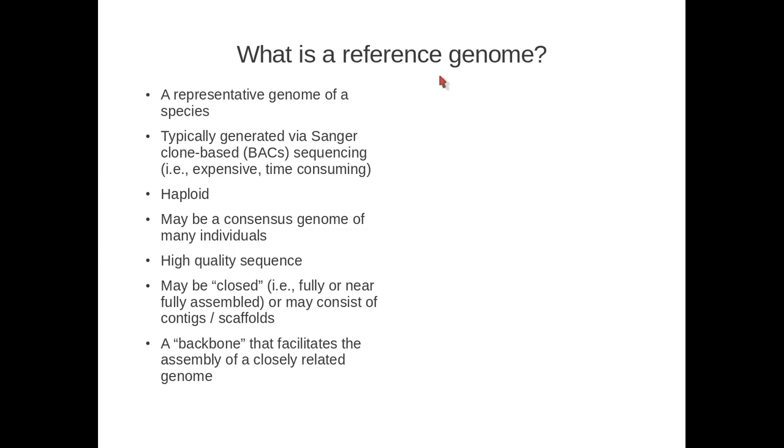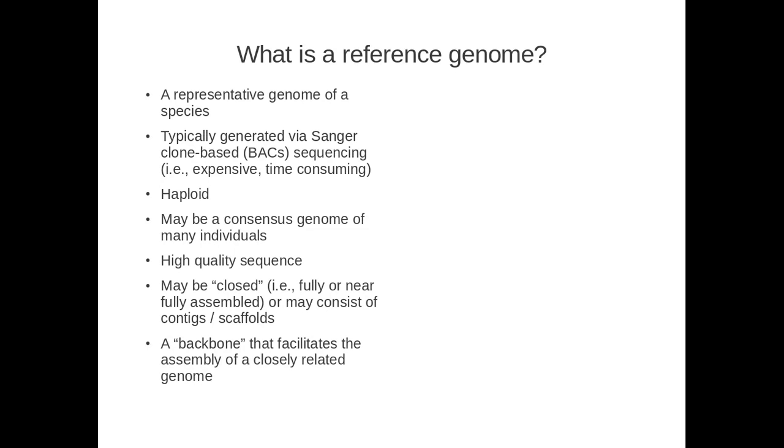So a reference genome is really a representative genome of a species. It's not typically generated by next generation sequence data, at least the best reference genomes aren't, because just so you understand the history, for a long time we did what we call Sanger sequencing. Sanger was the guy who discovered the biochemistry of the terminators that allow you to do the sequencing that we used to do. And this clone-based BAC-end sequencing, BAC means a bacterial artificial chromosome.